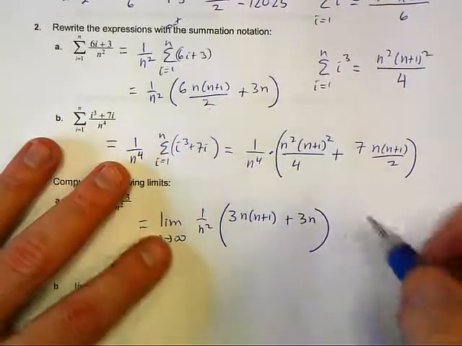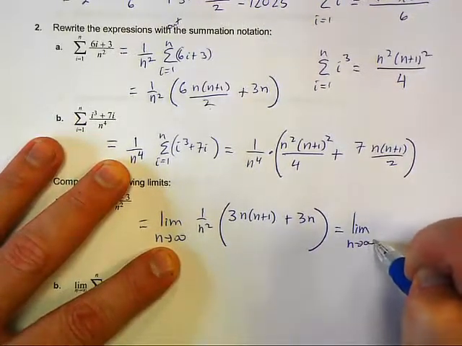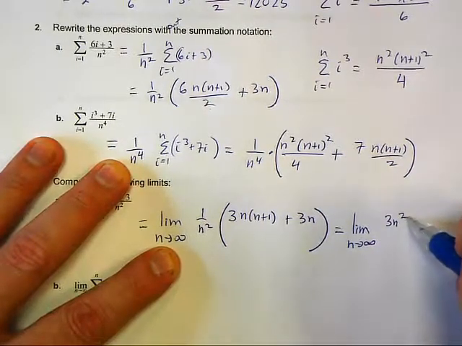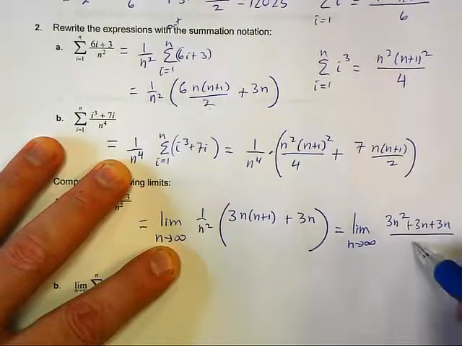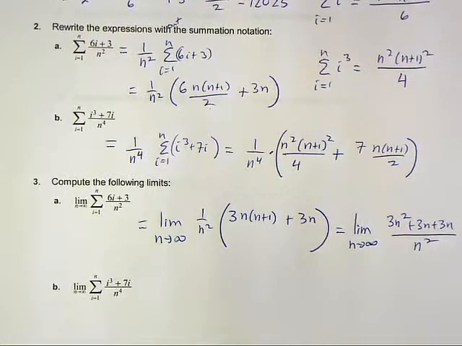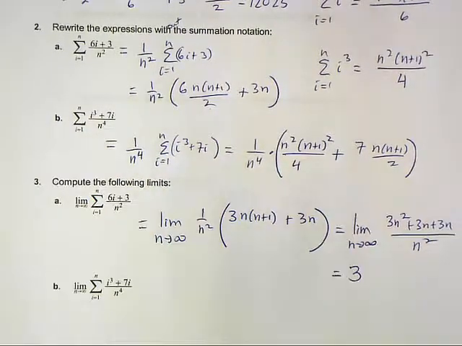Look at what you have on top. I'm going to rewrite this as the leading coefficients. This becomes the limit as n goes to infinity. I'm going to write this as 3n squared plus 3n plus 3n, all over n squared. So notice what happens. The power on top and the power on bottom turn out to be exactly the same. So what happens when n goes to infinity and the power on top and the power on bottom are exactly the same? It's the ratio of the leading coefficients, which in this case is 3.